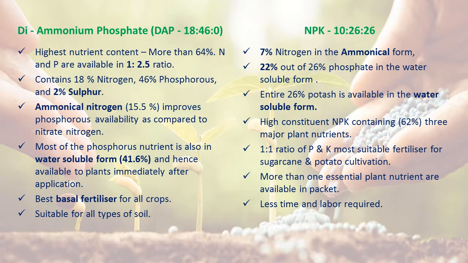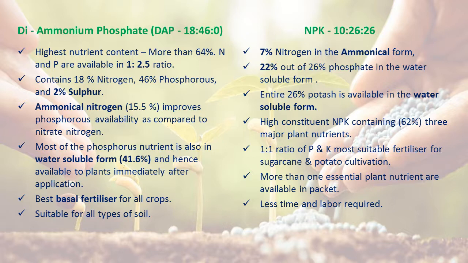And one of the other popular fertilizers is diammonium phosphate, that is DAP 18-46-0. And this has the highest nutrient content. That means if we add 18 plus 46 together, it contains the highest nutrient content, that is 64%. And the N and P ratio is 1:2.5, and it contains 18% nitrogen, 46% phosphorus, and also 2% sulfur. And among the 18% of nitrogen, ammoniacal nitrogen is 15.5%.